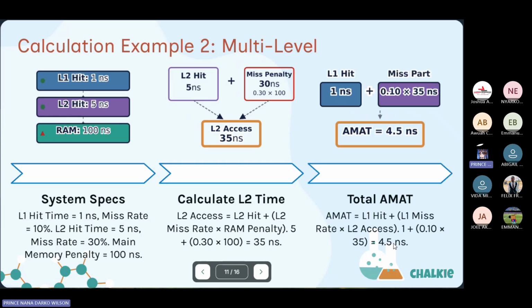So I'll take the calculation again. We first calculate the level 2 access time. We use the level 2 hit time plus the level 2 miss rate times the RAM penalty, since level 2 references RAM. And that gives us 35 nanoseconds.